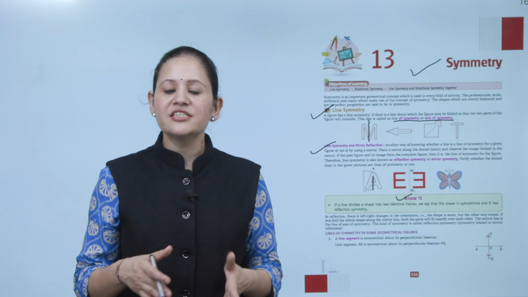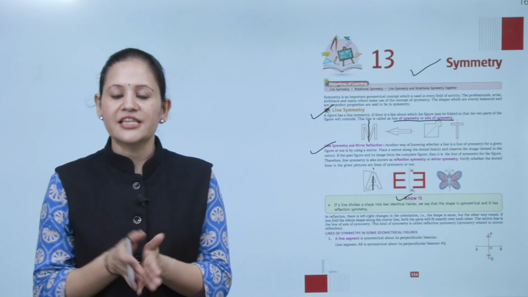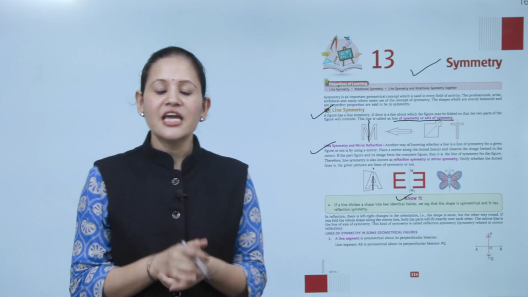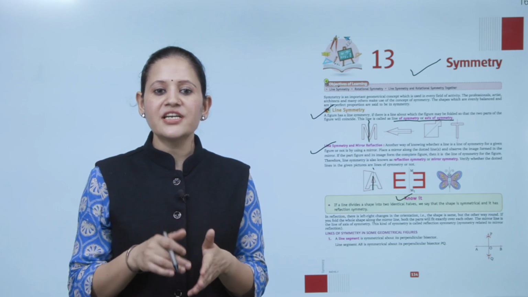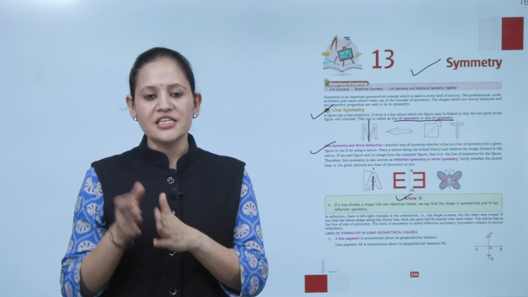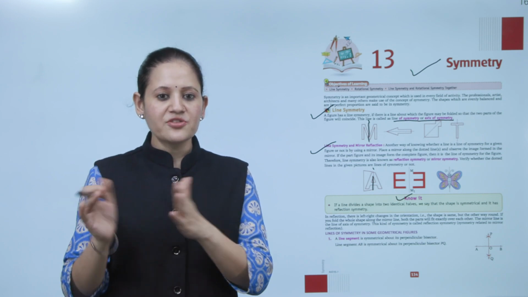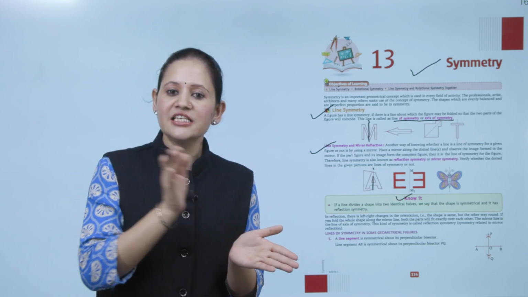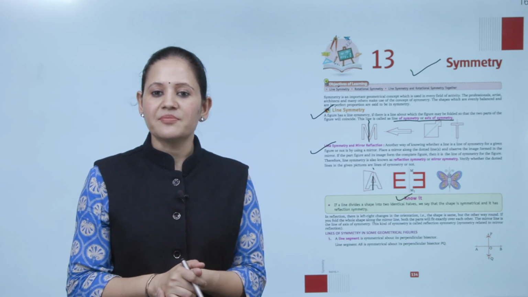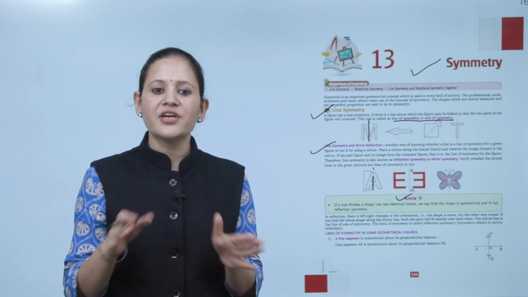If a line divides the shape into two identical halves, we say that the shape is symmetrical and it has reflection symmetry. In reflection, the left side changes into the right side in orientation. What happens in reflection? Left becomes right and right becomes left. The shape is the same, the shape remains the same but the other way round.